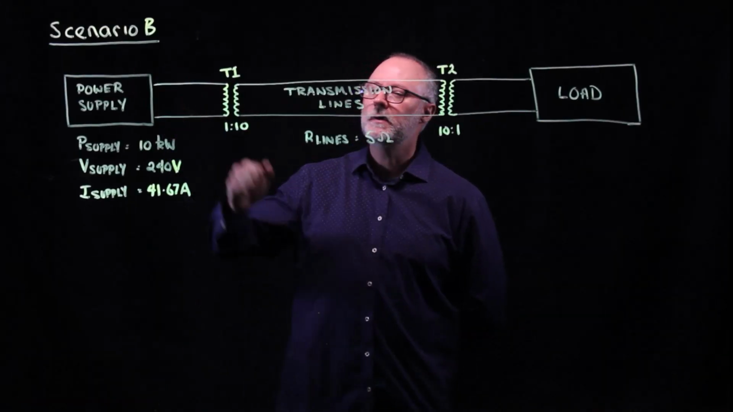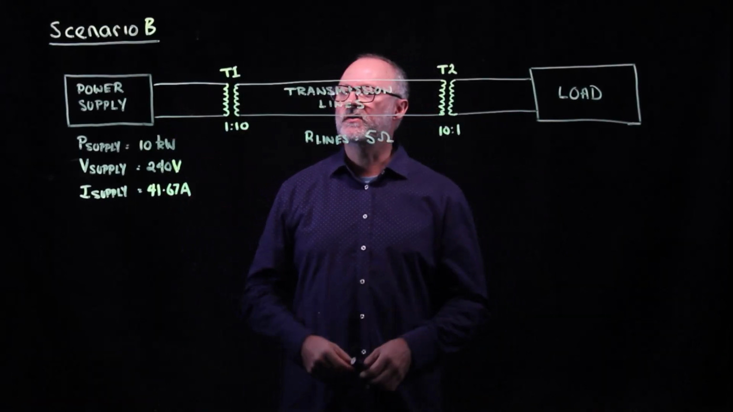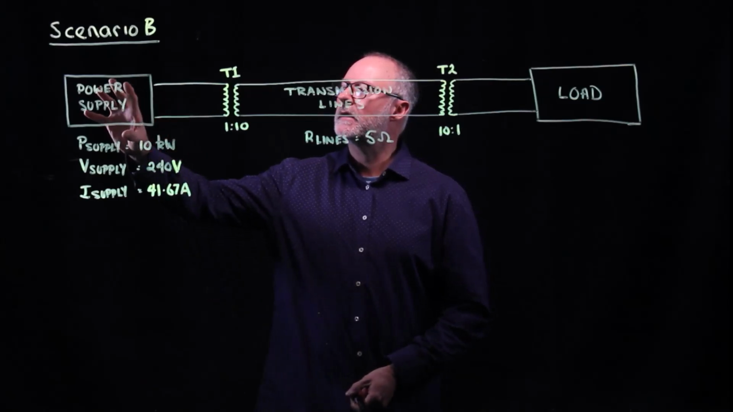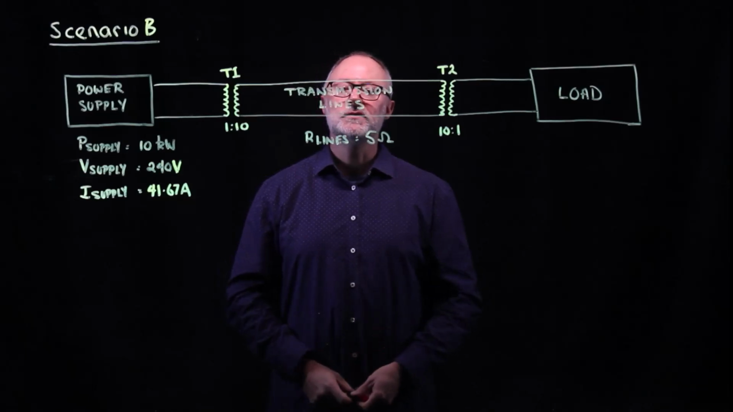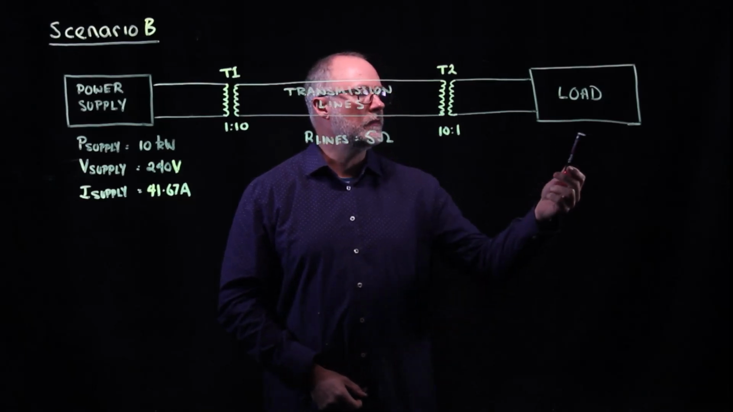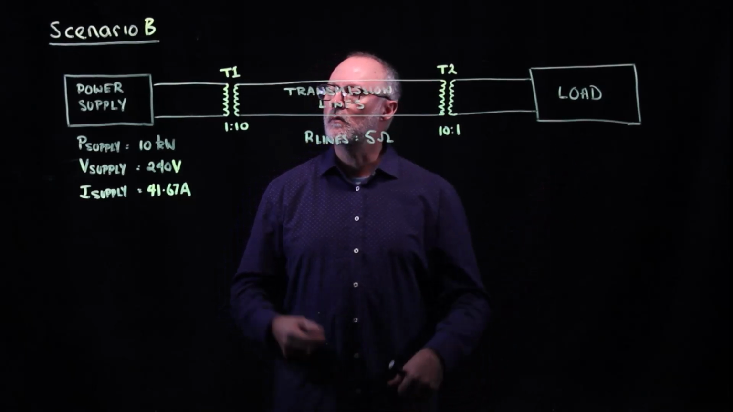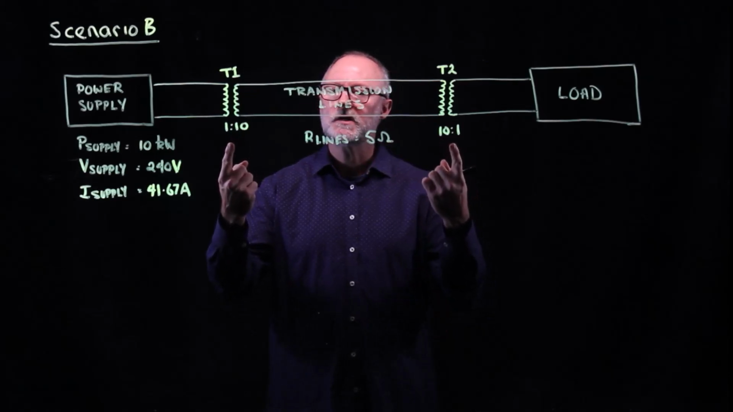Welcome to scenario B, which is almost identical to scenario A. We still have the same power supply, we still have the same transmission lines with the same resistance in the lines, and we have a load at the end. The only difference is this time we're introducing two transformers.